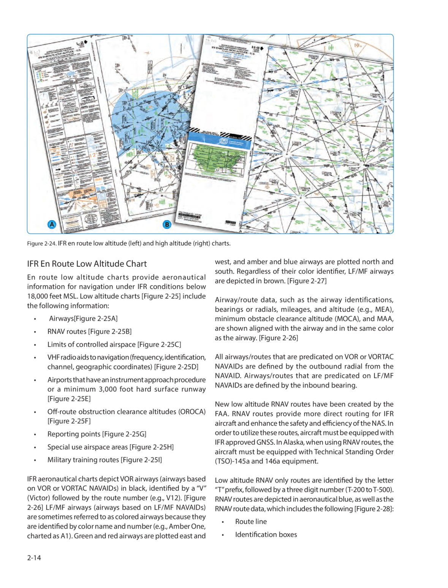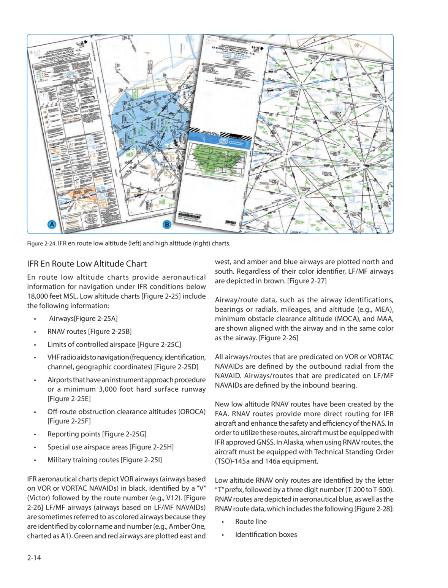Figure 227, airway/route data, such as the airway identifications, bearings or radials, mileages, and altitude, for example MEA, MAA, minimum obstacle clearance altitude, MOCA, and MAA, are shown aligned with the airway and in the same color as the airway. Figure 226, all airways/routes that are predicated on VOR or VORTAC NAVAIDs are defined by the outbound radial from the NAVAID. Airways/routes that are predicated on LF/MF NAVAIDs are defined by the inbound bearing.